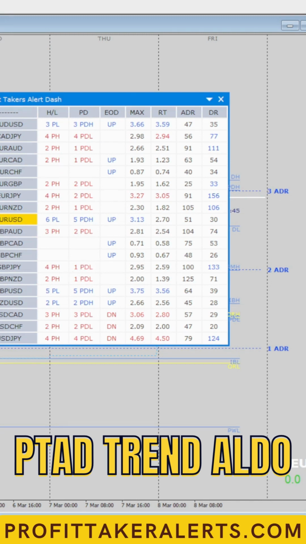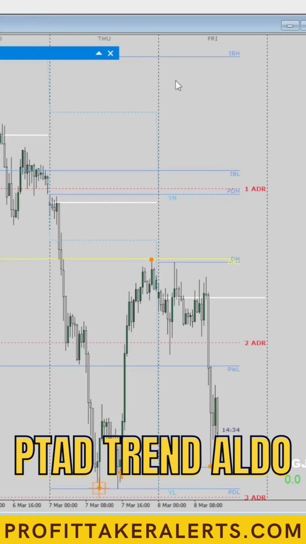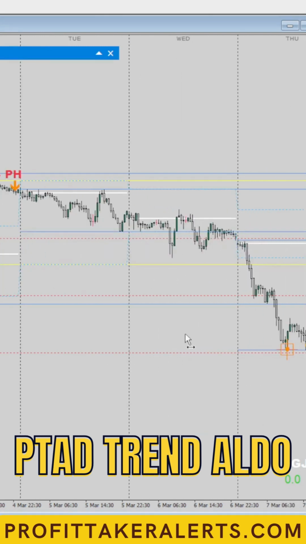GJ. So GJ has only done one break. We have the extended daily range for today. Let's see. And here's another thing. Sometimes maybe it's wrong. It's wrong, guys.